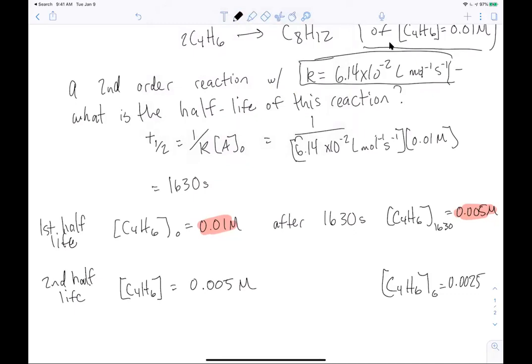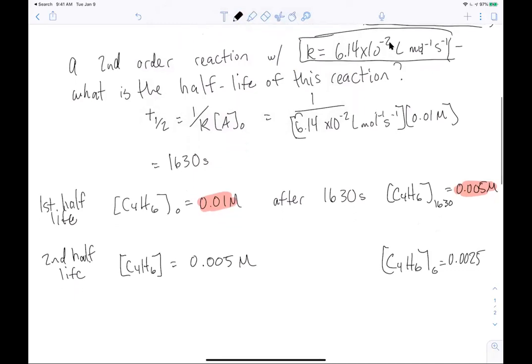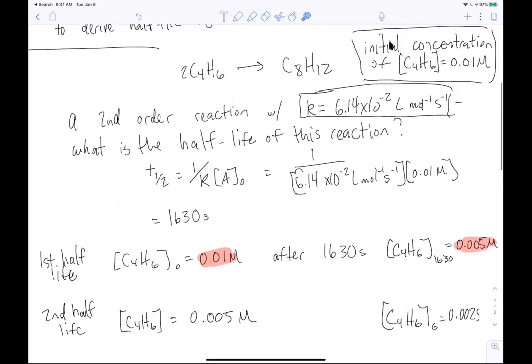But yeah, so now we want to know what the second half-life is. So now we just use the same equation again, but A sub O is different now. This equation tells me that starting with any arbitrary concentration, if I want to know how long it takes to go from that concentration to half, I can use this equation. So A sub O, when we're working with the integrated rate law, is always going to be whatever the initial concentration is in the reaction.